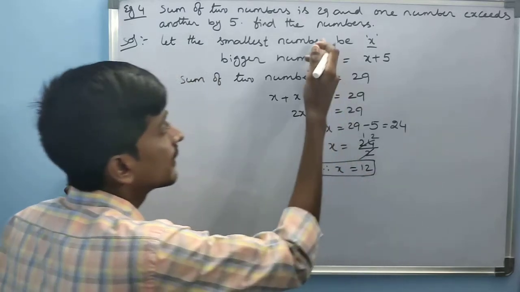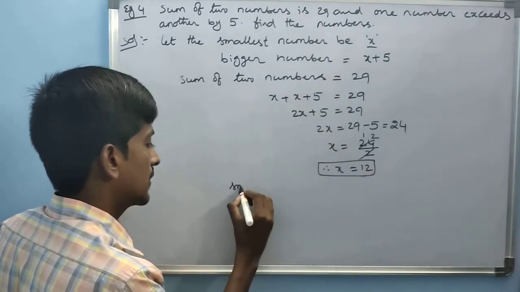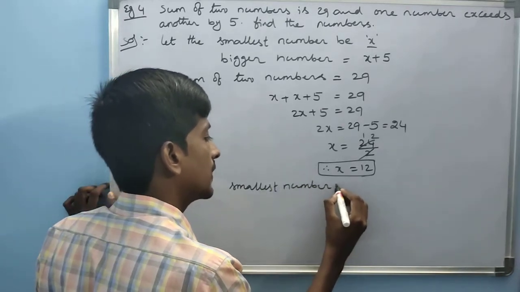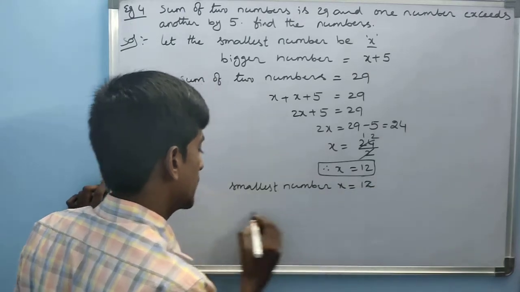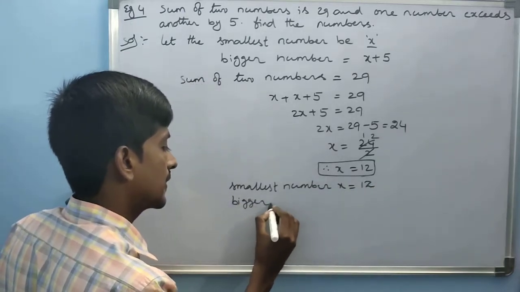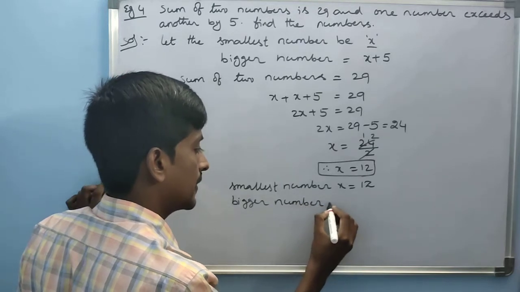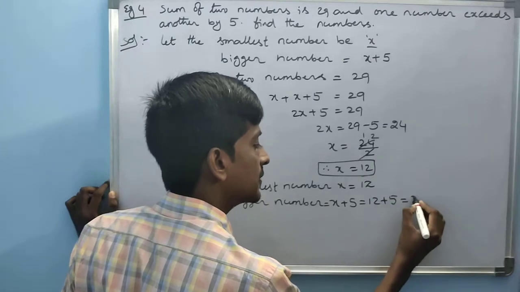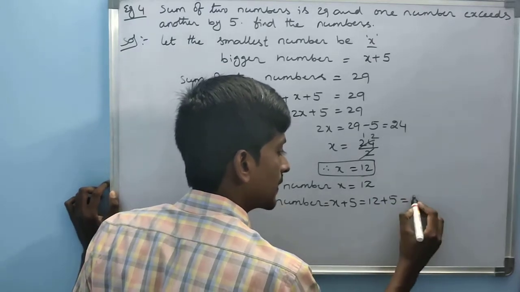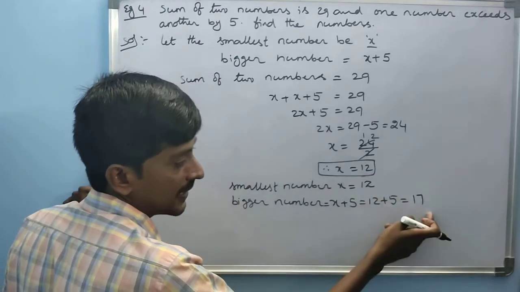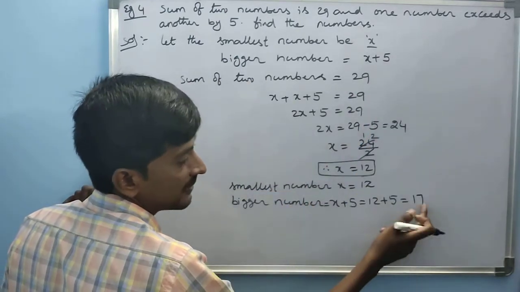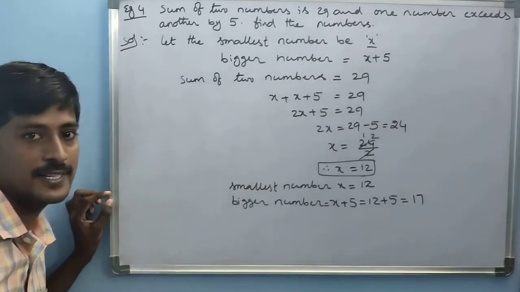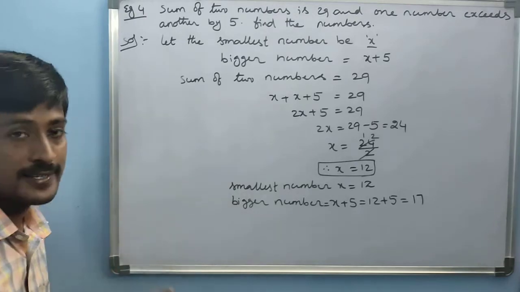What is x? x means the smallest number. x equals 12. The bigger number is x plus 5, which is 12 plus 5 equals 17. It is 5 more, isn't it? Now add these two numbers: 12 plus 17 is 29. That is your checking. This is example 4.